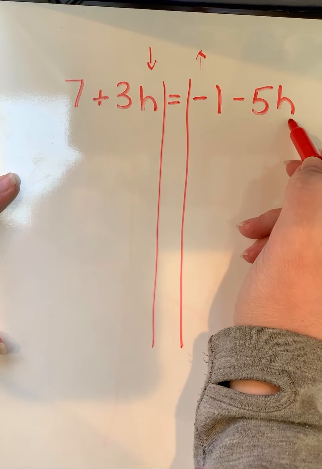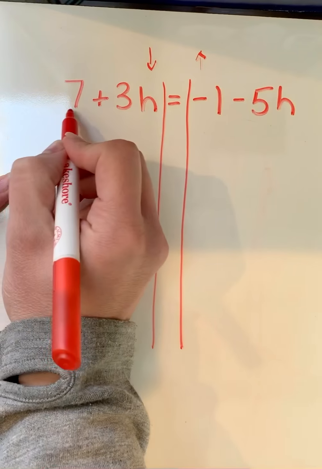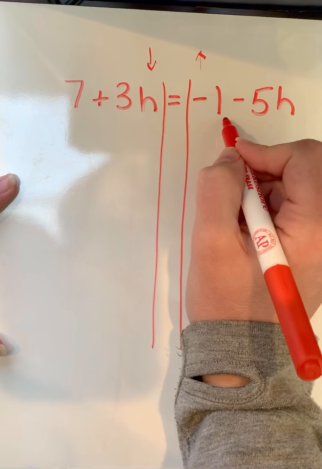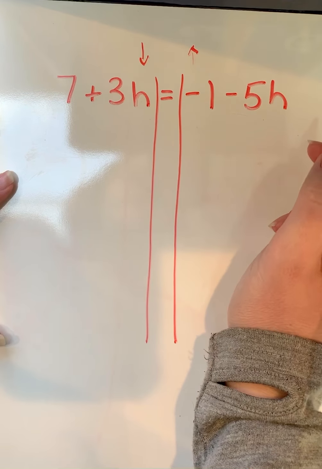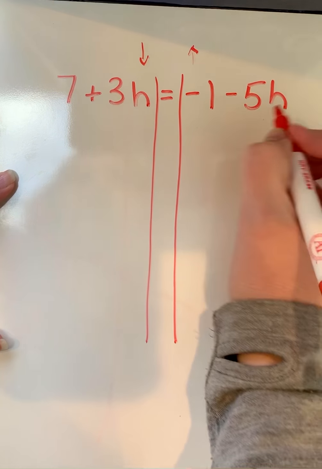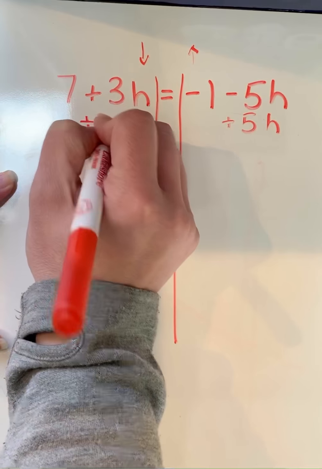When you have variables on both sides of the equation, first thing you want to look at is everything on each side simplified. So 7 plus 3h is as simplified as you're going to get, negative 1 minus 5h is as simplified as you're going to get. Once they're both simplified, then you can take either variable term and move it to the other side. So I'm going to move the minus 5h by adding 5h to both sides.